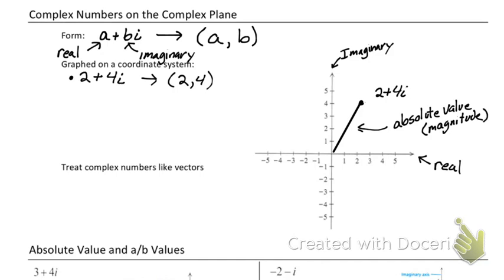It's just we give it a different name so we know we're talking about complex numbers. So anytime I say absolute value when we're talking in this section, just think magnitude. In fact, it's going to have the exact same formula attached to it, and we'll see that down below.